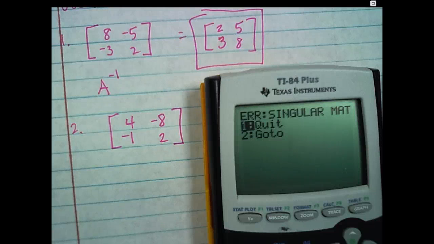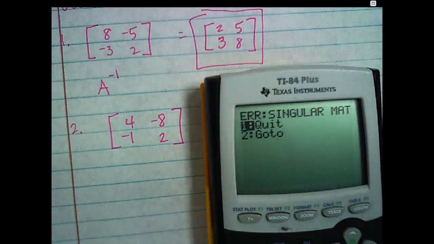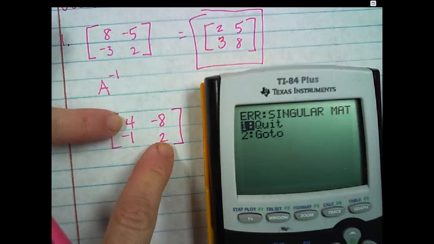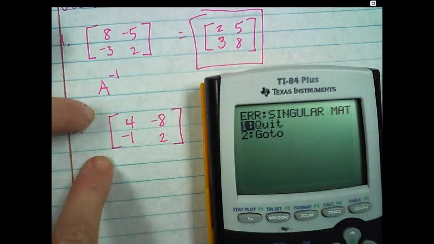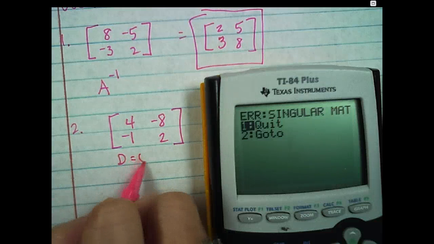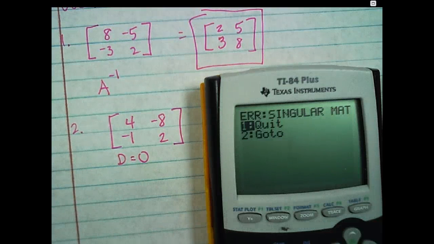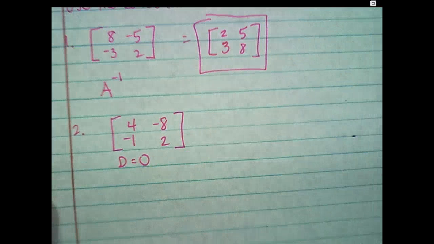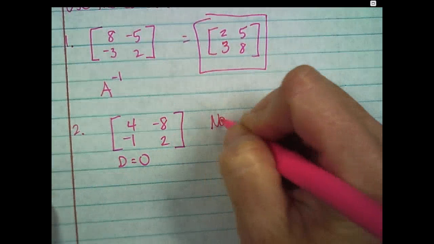Okay, if you did it right, you get this really weird singular matrix, quit, error. What does that mean? What does that mean, guys? There isn't an inverse. And if you checked really quick, you can look, because 4 times 2 is 8. 8 minus 8 is 0. The determinant here is 0. And you can't have a 0 determinant. So therefore, there is no inverse.